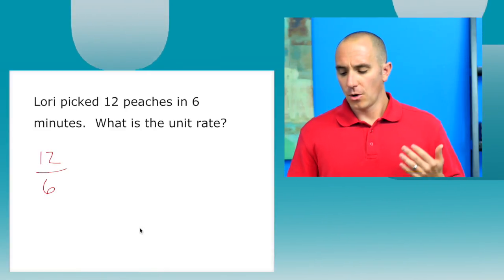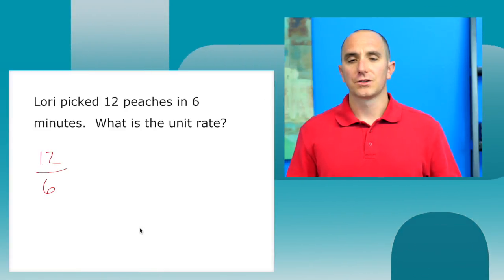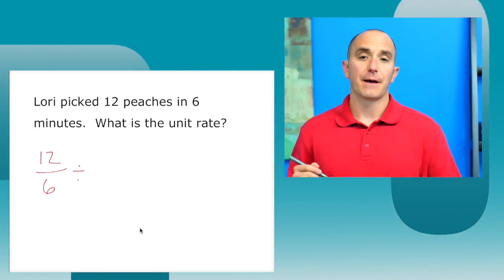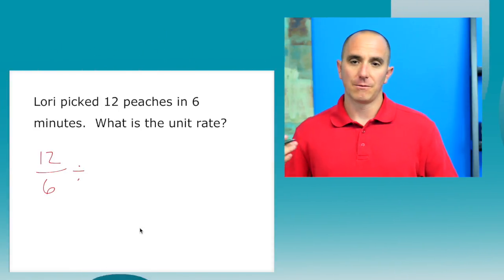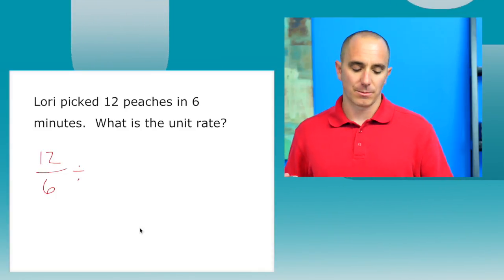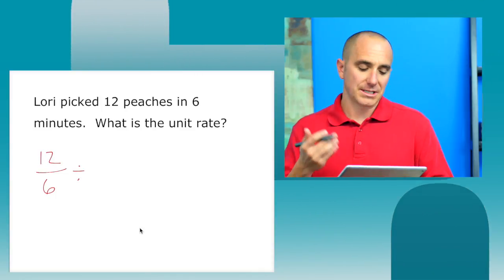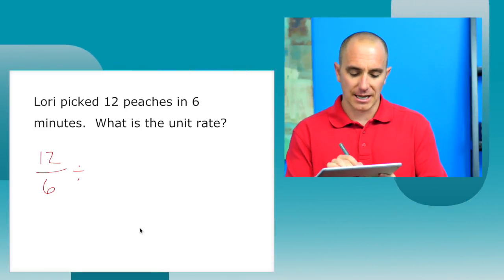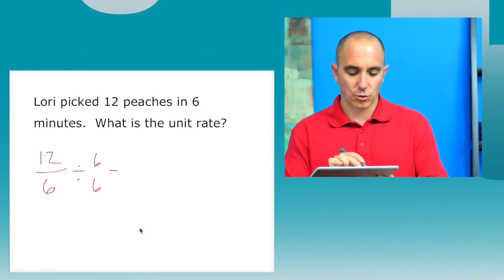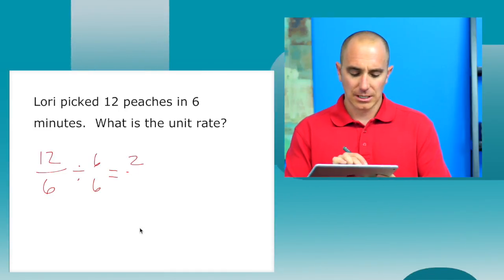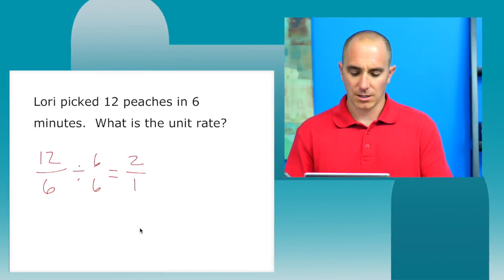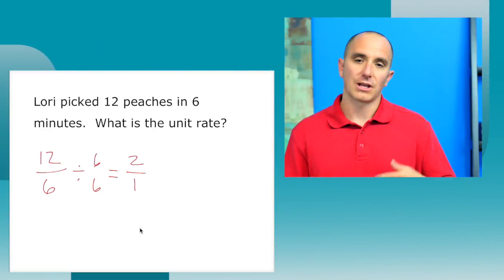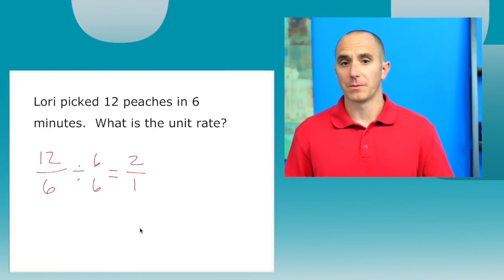If I want to know what's the unit rate, I have to try to get it to 1. So let's reduce it. I have to think, what's my greatest common factor that both 12 and 6 share? And remember, it can only be as large as the smallest number. So you first see, does 6 go into 12? If it does, that's going to be your number. And since it does, we're going to divide a 6 out of both of them. 12 divided by 6 is 2. 6 divided by 6 is 1. So essentially, Lori is picking 2 peaches per minute. That would be my unit rate, 2 peaches per minute.